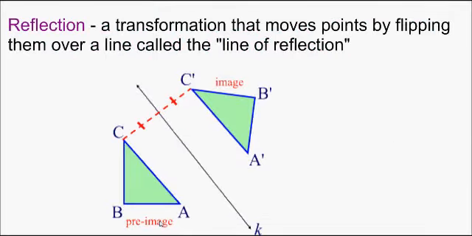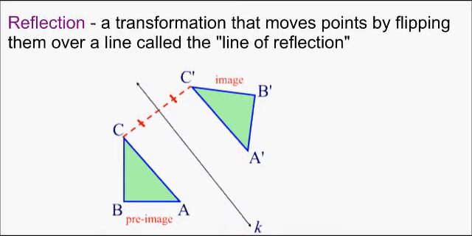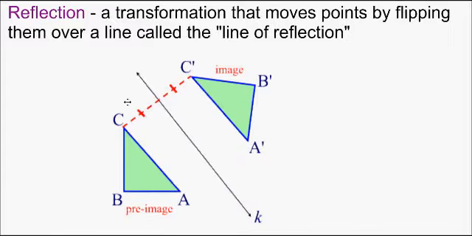Okay, so the definition of reflection is a transformation that moves points by flipping them over a line called the line of reflection. You can think of this like looking in the mirror, you see your reflection. So you standing outside, looking at the mirror, you are the pre-image. This line of reflection here, line K, would be your mirror. And the image is your reflection looking back at you.